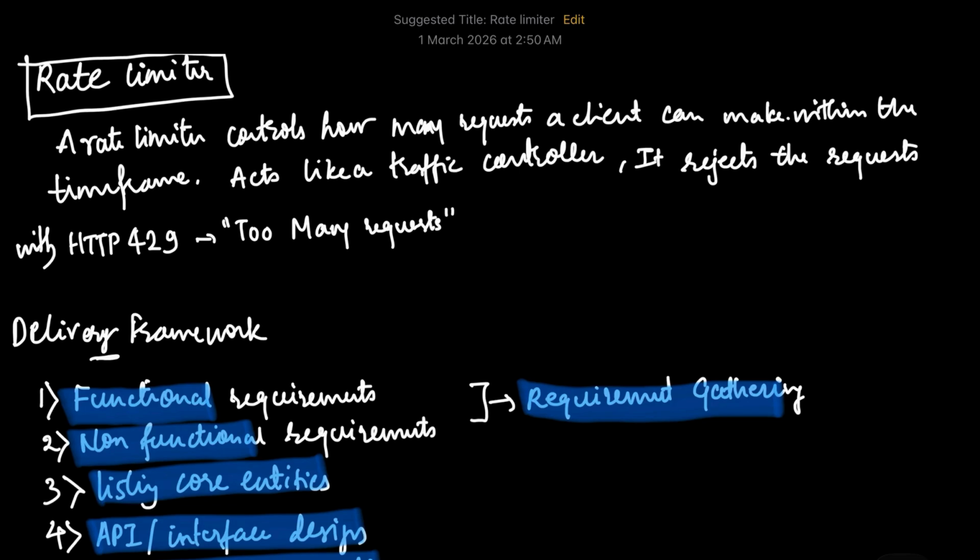Imagine it's a Friday afternoon. You've just launched a new feature and suddenly your traffic spikes from 1k requests per second to 1 million requests per second. Without a rate limiter, your database doesn't just slow down, it melts. Your entire platform goes dark.